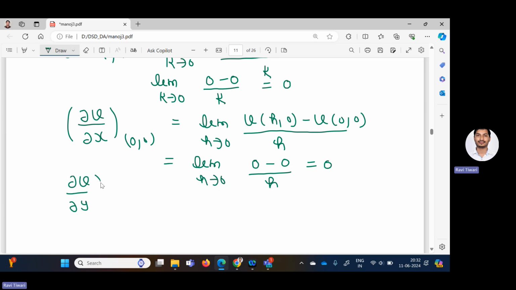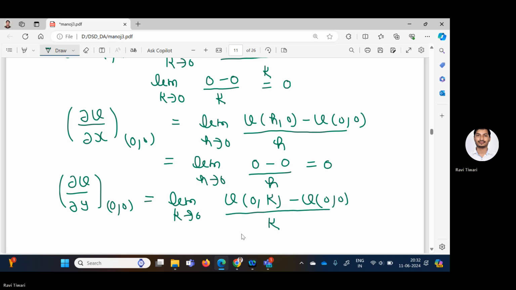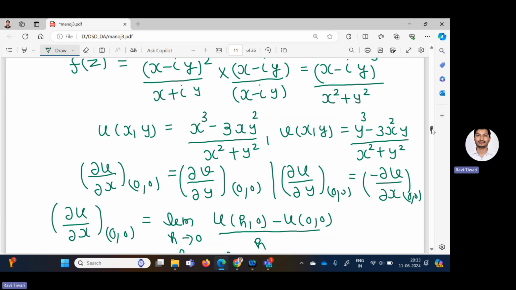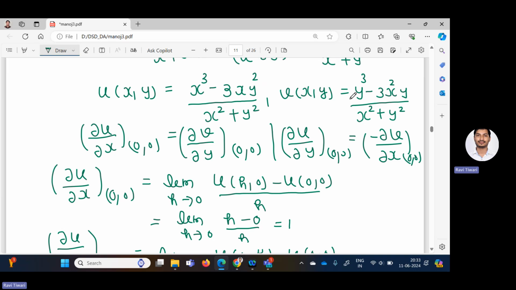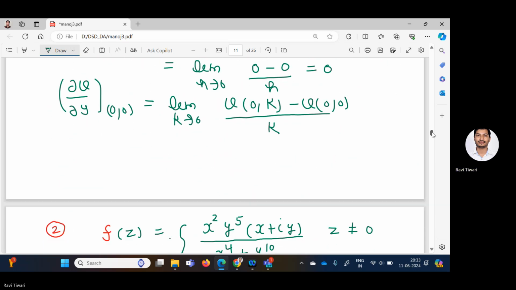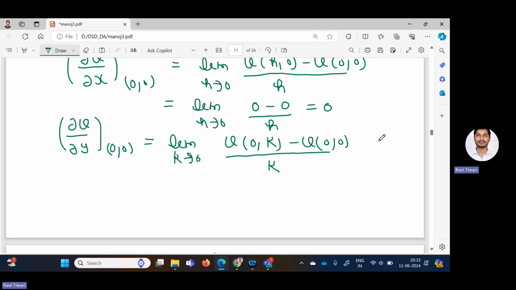What will be dou v by dou y at 0 comma 0? This will be limit k tends to 0 of v(0,k) minus v(0,0), divided by k. So what will v(0,k) be? v(0,k) means x component 0, y component k. So here you will get k cube divided by k square, so this will be 1.